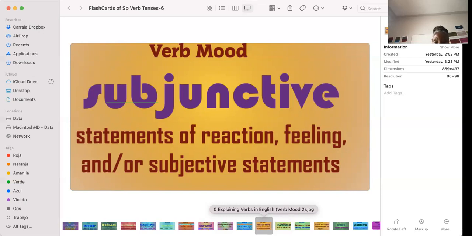So let's look at that same verb. In the indicative, hablo, hablas, habla, hablamos, hablan. In the subjunctive, hable, hables, hable, hablemos, hablen. The verb endings actually change.